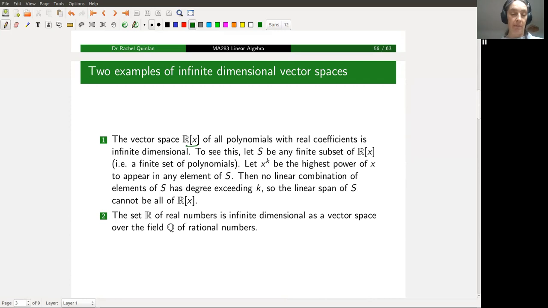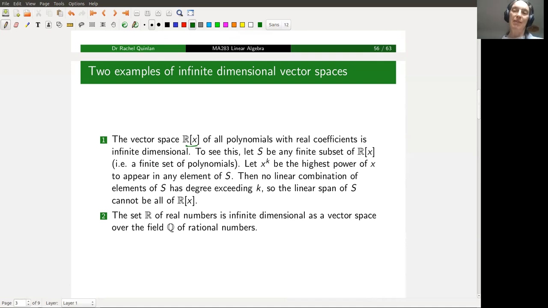Another example, which is an interesting one, and we might come back to this a bit later just to see why it's actually true, is if we take the set of real numbers. That can be regarded as a vector space over itself, but it can also be regarded as a vector space over the field of rational numbers as the scalars. And if you ask yourself, is there a finite spanning set for the set of real numbers over the field of rational numbers? The answer is no, although it might not be completely obvious.